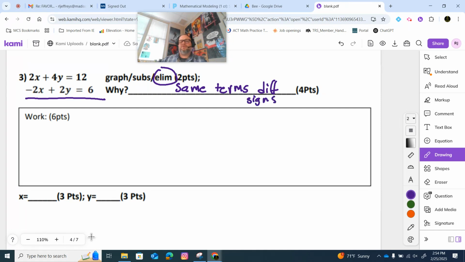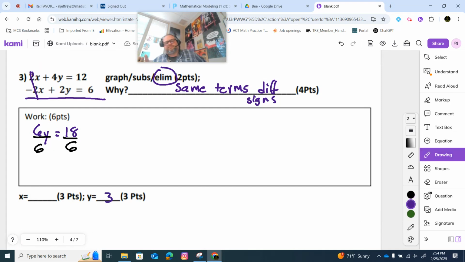All right, so going elimination, same term, different signs. So this would have been 18, as we combine them, 4 plus 2 is 6, 12 plus 6 is 18. Divide by 6. All right, so we get y is 3.